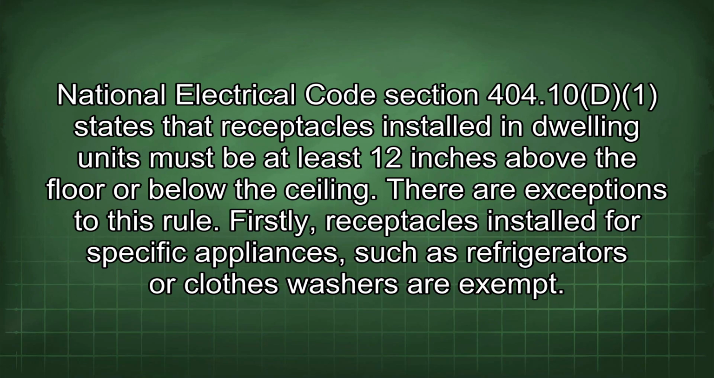National Electrical Code Section 404.10 states that receptacles installed in dwelling units must be at least 12 inches above the floor or below the ceiling. There are exceptions to this rule. Firstly, receptacles installed for specific appliances, such as refrigerators or clothes washers, are exempt.